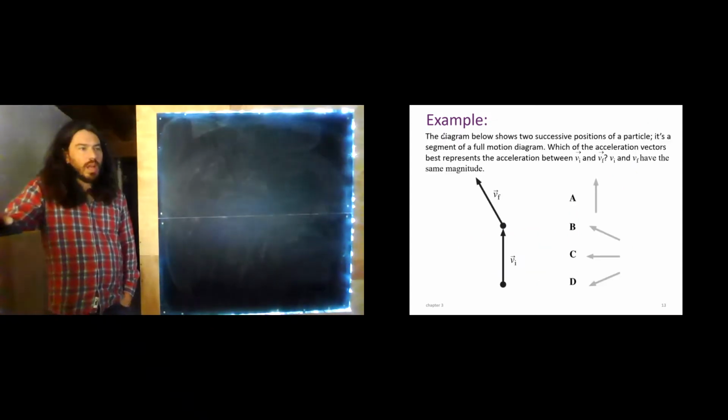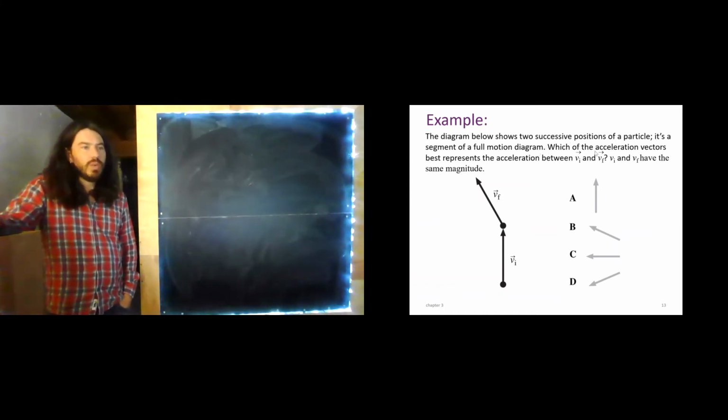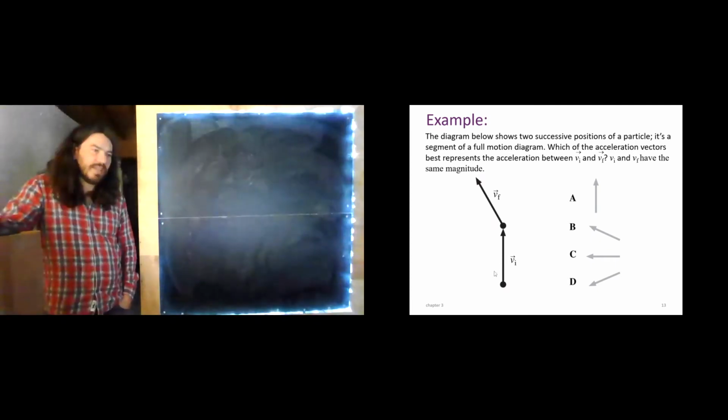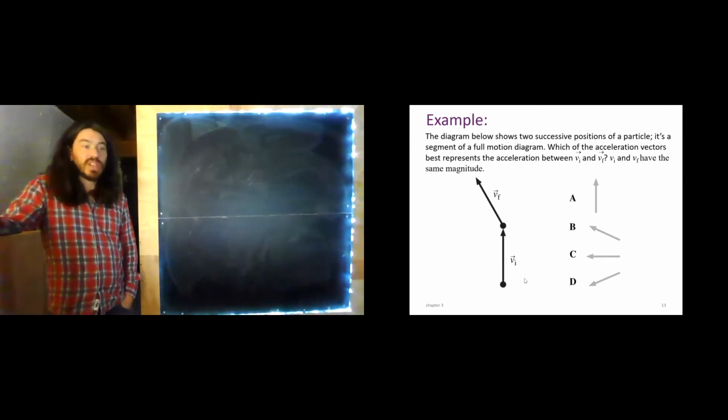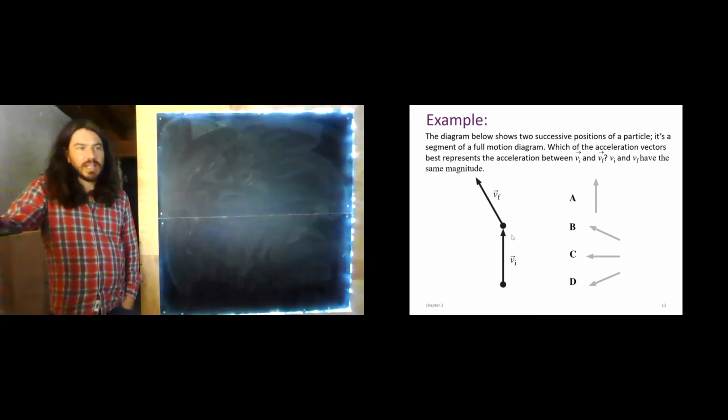Let's try one more. The diagram below shows two successive positions of a particle. It's a segment of a full motion diagram. Which of the acceleration vectors best represents the acceleration between VI and VF? VI and VF have the same magnitude. Okay, so in other words, the length of this arrow is the same as the length of this arrow. So which of these choices best represents the acceleration vector at this point right here? Okay, give it a shot. See you on the other side.